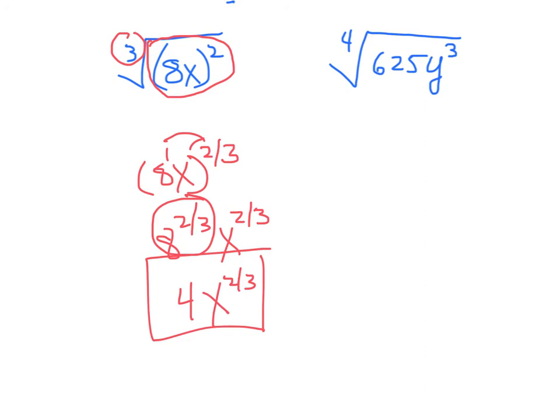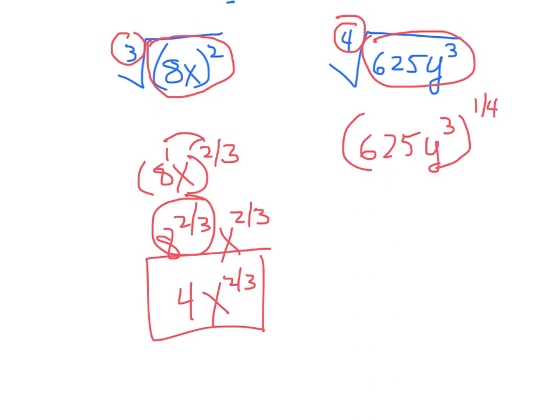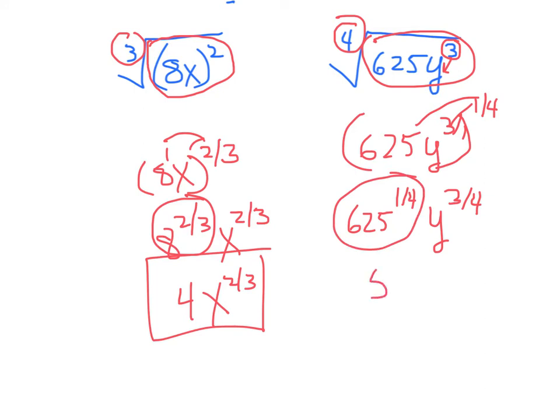For this last one, copy down what's right there, 625 y to the 3rd, and now that whole thing has a fraction exponent of 1 over 4. That's important that it's not 625y to the 3/4 because this 3 only applies to the y and not to the 625. But distributing that 1/4, I'll have 625 raised to the 1/4 times y, multiplying exponents, to the 3/4. So 625 to the 1/4 is 5. So I have 5y to the 3/4 as my final answer.